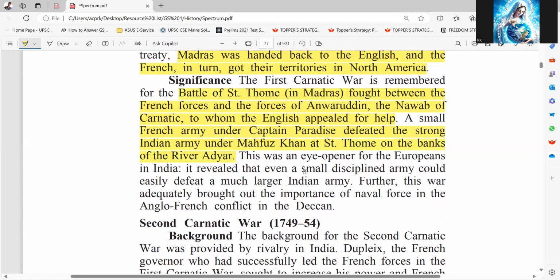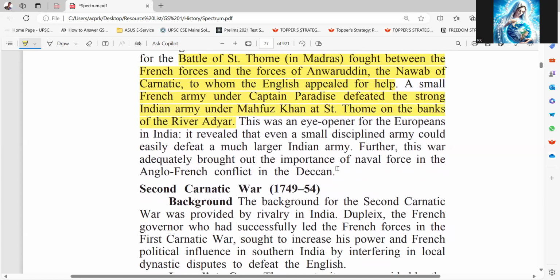It revealed that even a small disciplined army could easily defeat a much larger Indian army. Further, this war adequately brought out the importance of naval force in the Anglo-French conflict in Deccan.